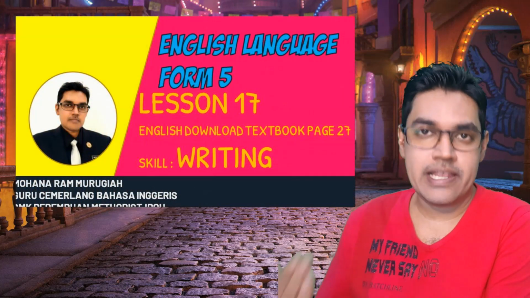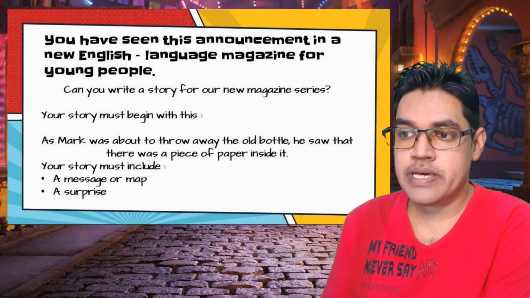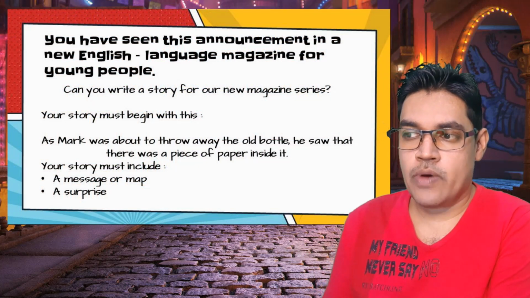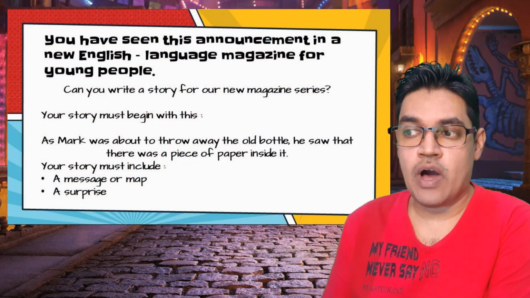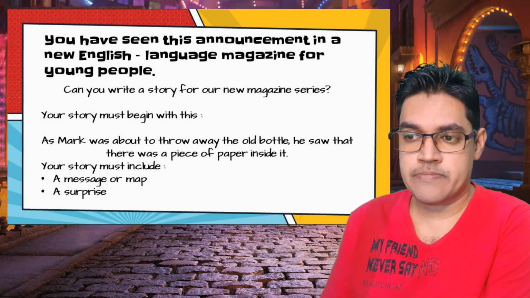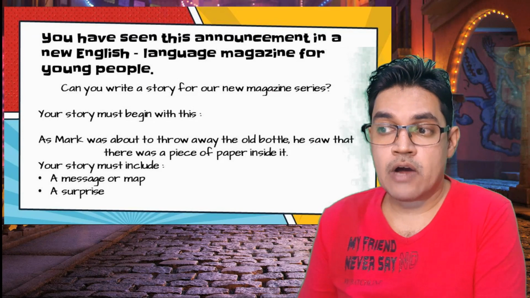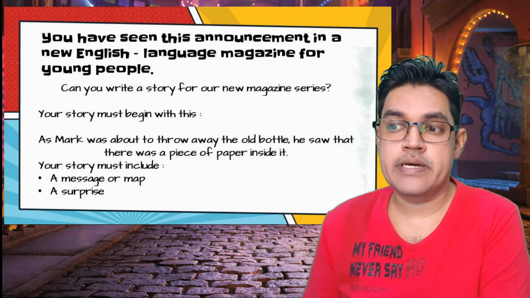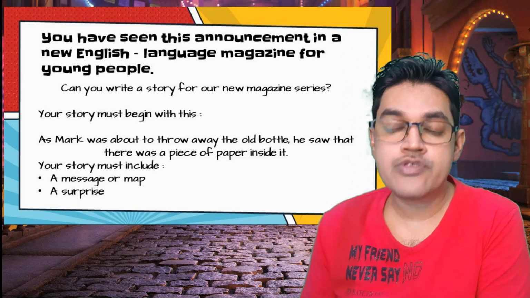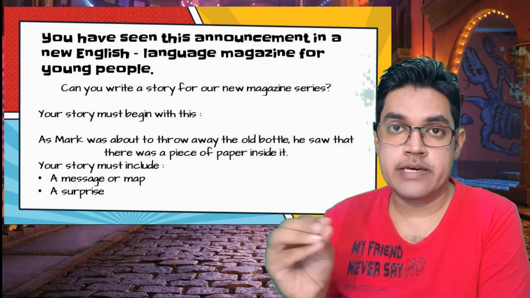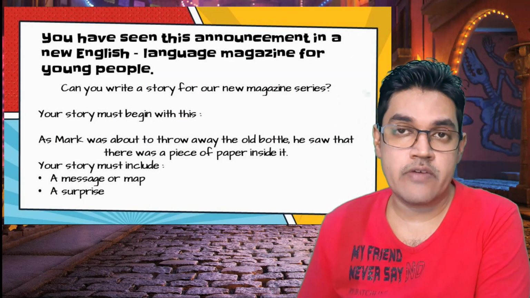Now let us look at the instruction given to you. You have seen this announcement in a new English language magazine for young people. The question says, can you write a story for our new magazine series? Your story must begin with this. As Mark was about to throw away the old bottle, he saw that there was a piece of paper inside it. And your story must include a message or map and a surprise. So this is the task given to you.